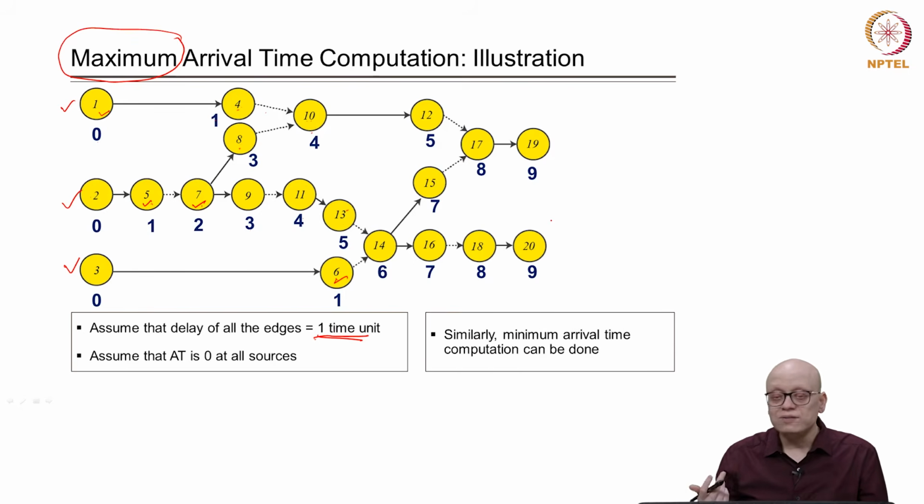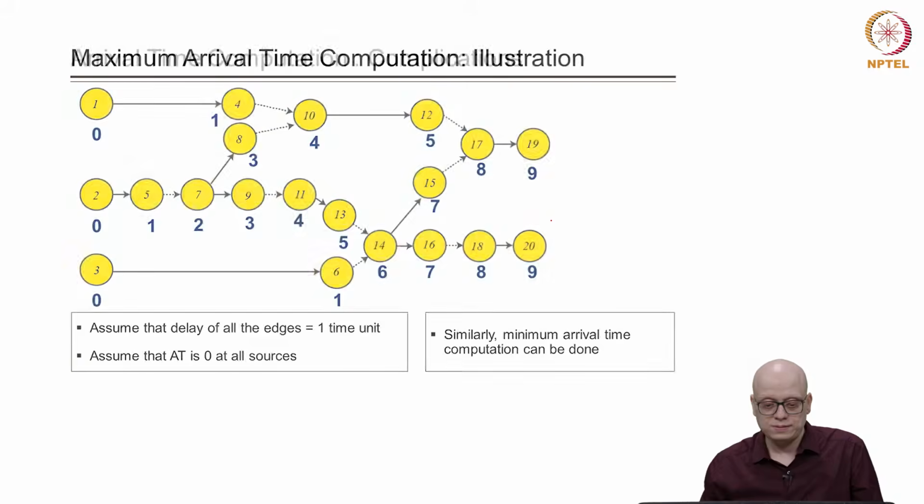Now, as we have done for maximum arrival time, we can similarly do the minimum arrival time computation also. In that we need to consider the minimum arrival time of all the input vertices and then we have to use the min operation, that is the only difference.